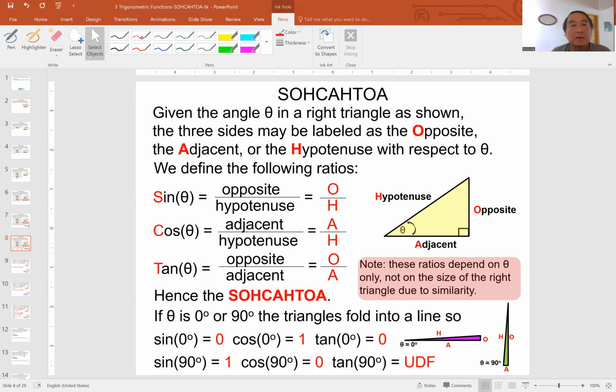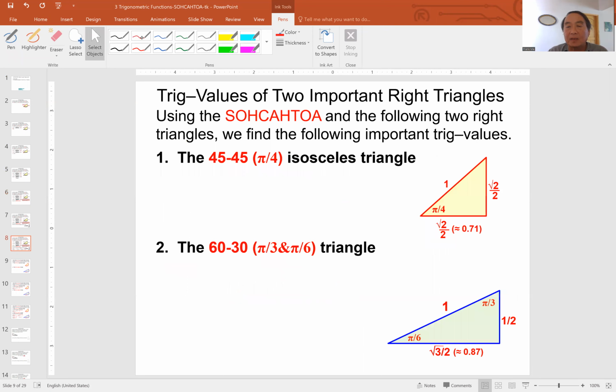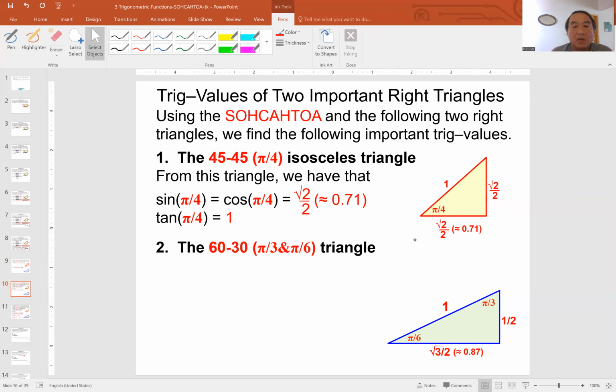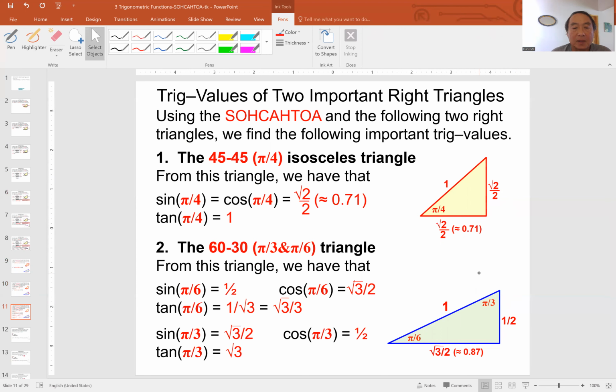The other trig values that we can find easily are related to two special triangles, the 45-45 and the 30-60 triangles. For the 45-45 triangle, we can read out that sine is root 2 over 2 divided by 1, the same thing as cosine, because these two sides are the same. Then tangent is 1. And for the 30-60, sine will be 1/2 over 1. And so we get this list of triangle trig values.